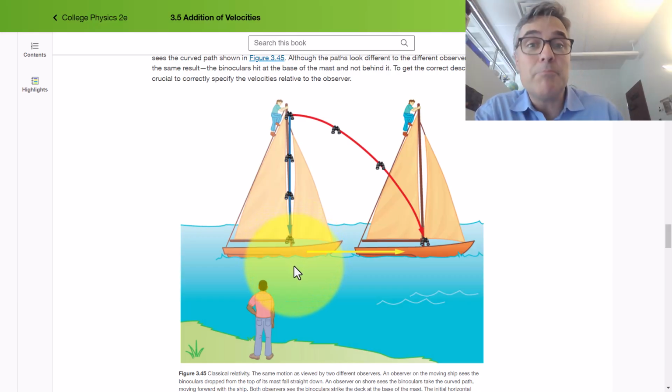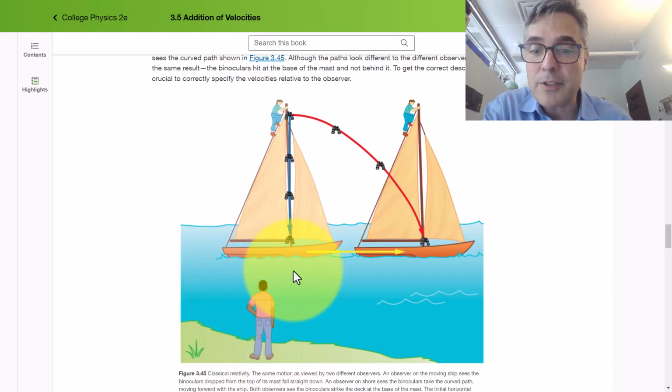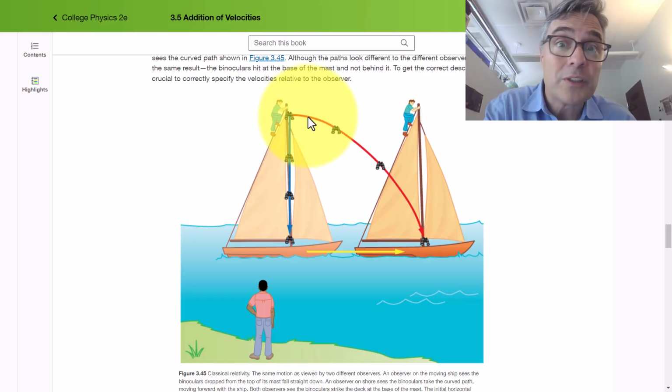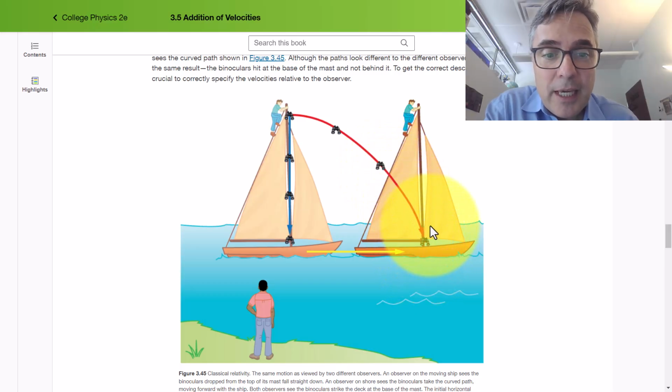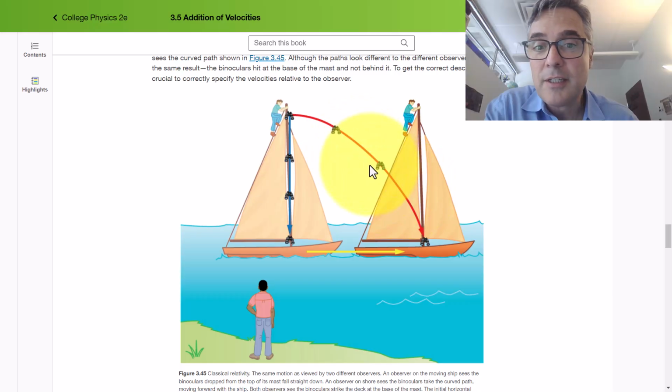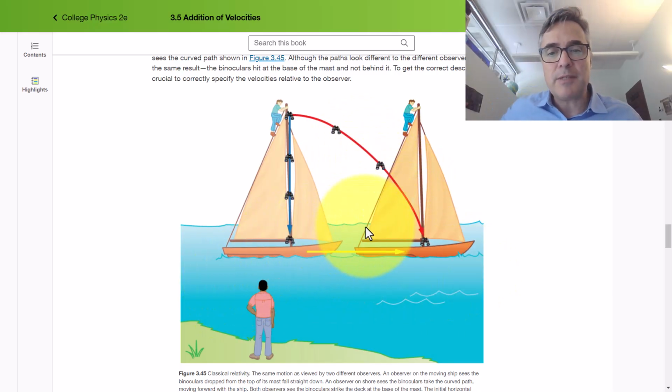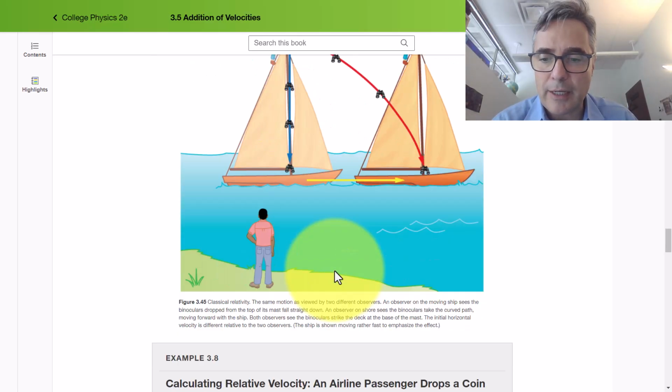But the boat might be moving relative to the ground, and then the laws of physics for the binoculars are the same. It's just that at the beginning there's an initial horizontal component to the velocity, and so when it drops, it follows this parabolic path. But it still actually lands at the bottom of the mast in both reference frames. So the same things happen, but it looks like a parabola according to the ground. It looks like just dropping straight down according to the guy who's on the boat.